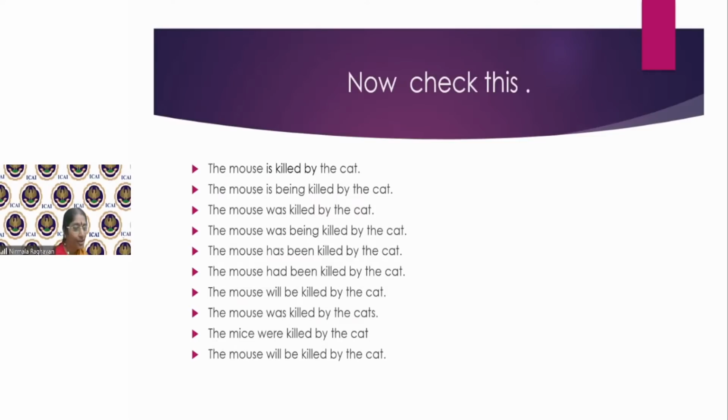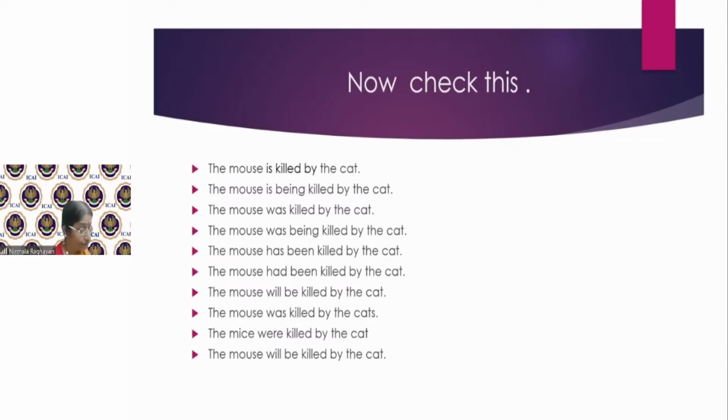So the mouse is killed by the cat. The mouse is being killed by the cat. The mouse was killed by the cat. The mouse has been killed by the cat. So that's present perfect. The mouse had been killed, that is past perfect. So more than identifying sentences with their technical terms or nomenclature, it is good for you to feel the context. Then you will not make a mistake with the tenses. The mouse will be killed by the cat. The mouse was killed by the cat. Okay, it's cats plural. The mice were killed by the cat.